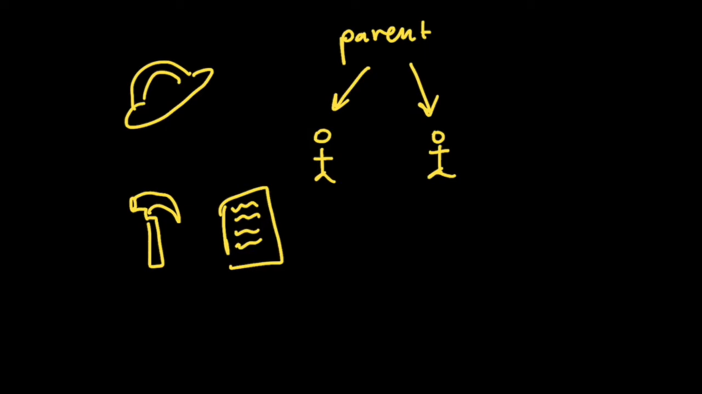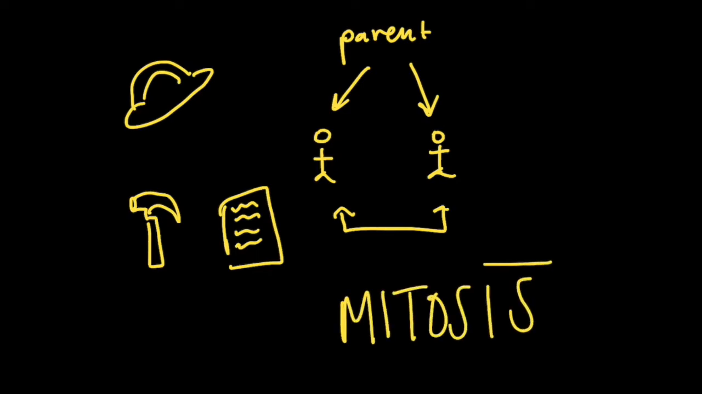Similarly, the cell uses a specific process to ensure that the two daughter cells are genetically identical to the parent cell. This process is known as mitosis. Let's zoom in on our parent cell. For simplicity, let's assume that our parent cell has 3 chromosomes in its nucleus. N equals 3.